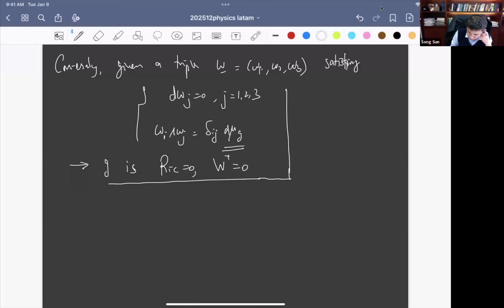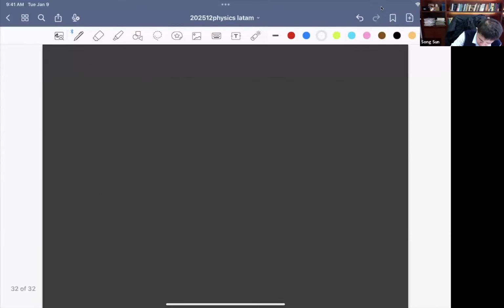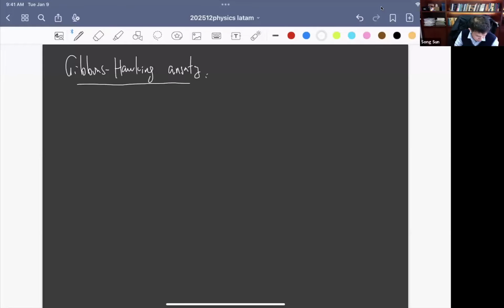and G will be Ricci flat and W plus equals 0. Then we have a characterization of hyperkähler metrics in terms of hyperkähler triples. So let's do the Gibbons-Hawking, and as promised, we want to construct some examples. These examples will not be compact, unfortunately, but they are either complete or local models. These are important if you want to understand the singularity formations of these metrics.